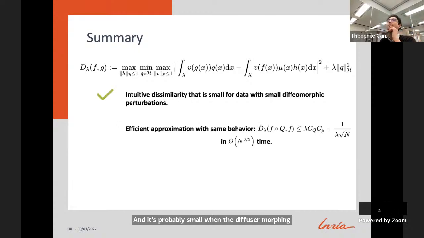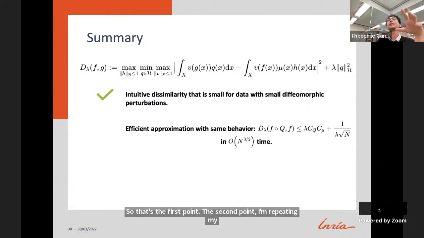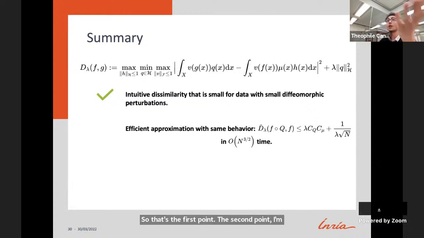So that's the first point. The second point, I'm repeating myself, is that we can approximate it efficiently. And so there's code online, actually. I'll show the link at the end. You can go and compare images that are warped to one another, or time series, for example, or things like that. And so we have, again, a good guarantee and a good time complexity of the computation.